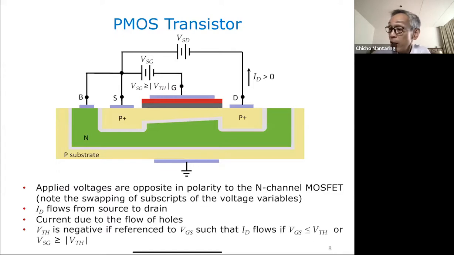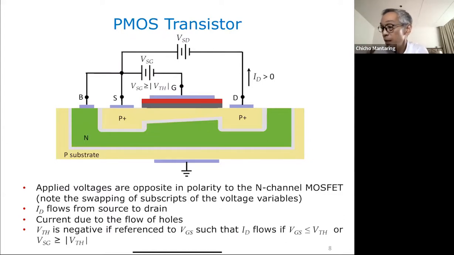But because we are referencing the source to be positive with respect to the gate, then we just say VSG will be greater than the absolute value of your threshold voltage. Because if it's VGS, then we're going to say VGS should be less than or equal to, should be greater than or equal to VTH.